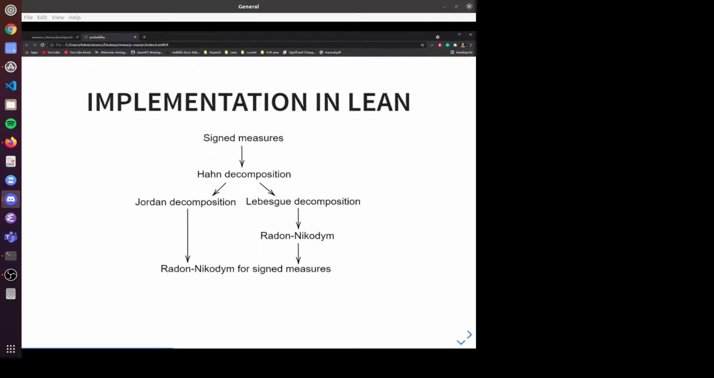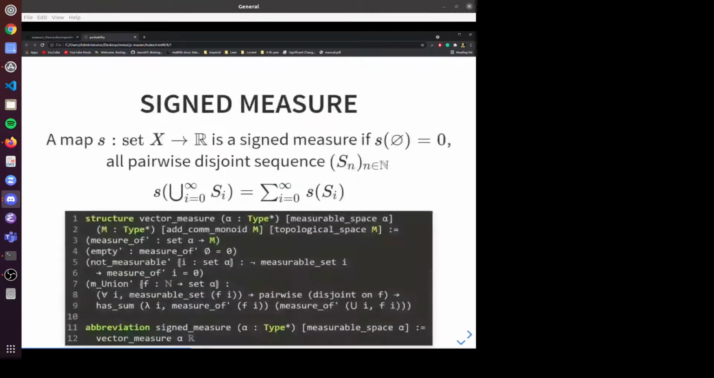Yeah, so I was able to prove and PR everything up to the last point. So we don't have the Radon-Nikodym theorem for signed measures yet, but that should be a relatively easy generalization since we have all the previous steps done.